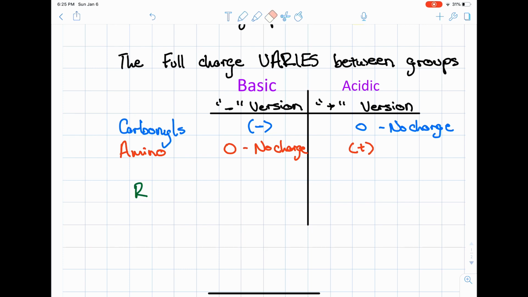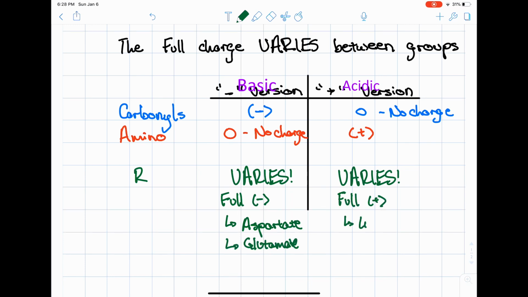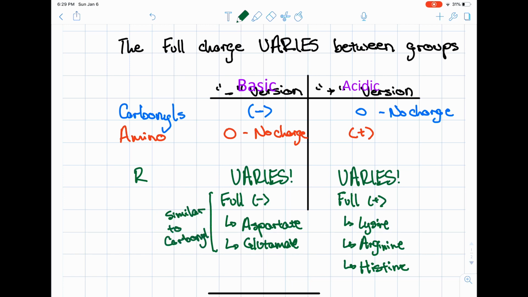And depending on that R group, the charge it can take on varies. R groups that can take on full negative charges include aspartate and glutamate. R groups that can take on full positive charges include lysine, arginine, and histidine. The negative R groups are similar to the carbonyl group in that it can only be either negative or no charge. And the positive R groups are similar to the amino group in that it can only be either no charge or positive.